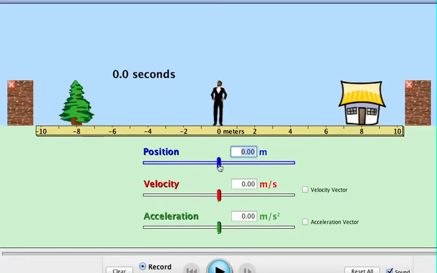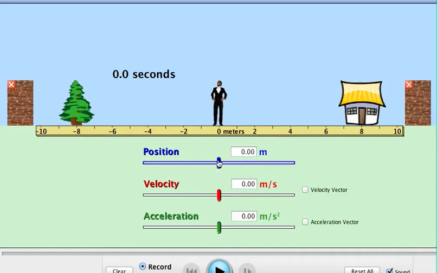Position tells you your location with respect to a reference point. So if you look at this man, he is right now at a position of around 4 meters. You would say he's at a position of positive 4 meters, or 4 meters to the right of the reference point. Position should have a number, a direction, and a unit.